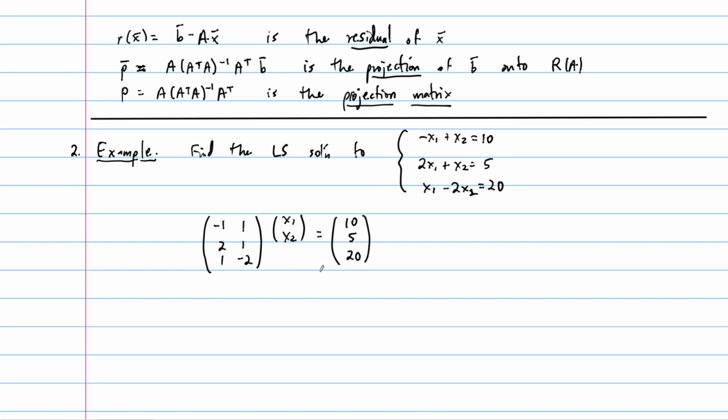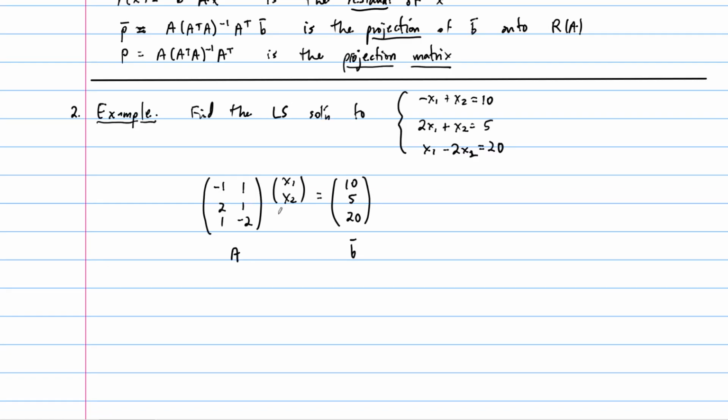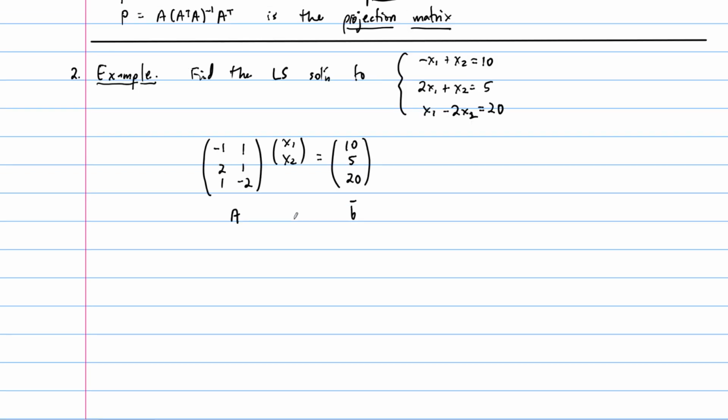Okay, and so this is then the matrix A. This is the vector B. X is, of course, just the unknowns that we want to solve for. So we're going to find the best fit solution here. We need to start by then working out A transpose A, A transpose B. So let's just write out all the pieces here.